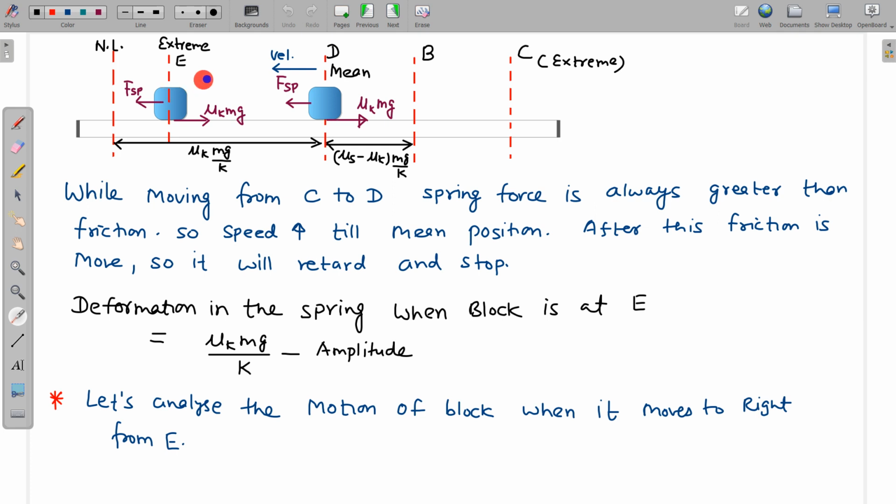Now it will go in this direction again. Okay, so now let's analyze the motion after this point T, which is the extreme. So these are the two extremes, C is the right extreme and E is the left extreme of this SHM. So let's see what happens when it moves in this direction now.